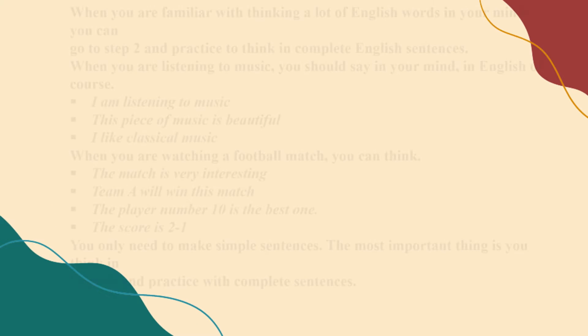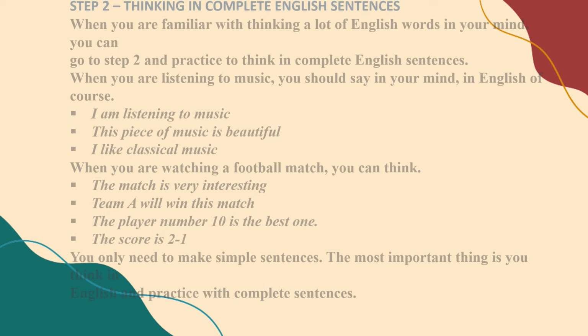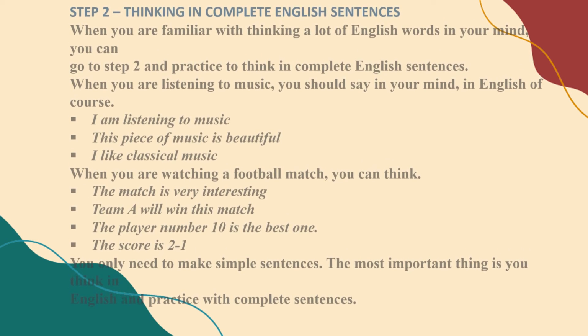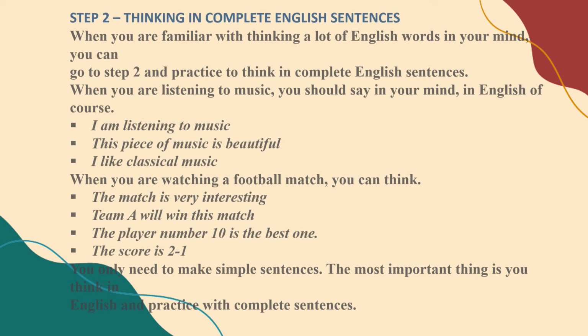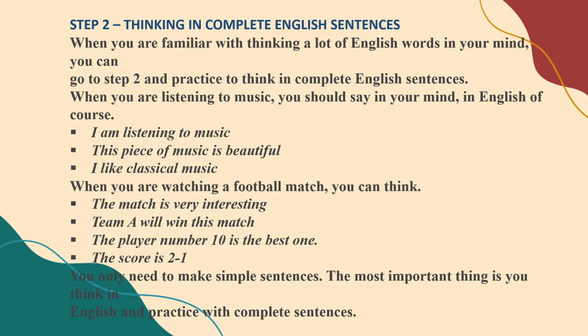Step 2. Thinking in complete English sentences. When you are familiar with thinking a lot of English words in your mind, you can go to step 2 and practice to think in complete English sentences. When you are listening to music, you should say in your mind, in English of course, I am listening to music. This piece of music is beautiful.